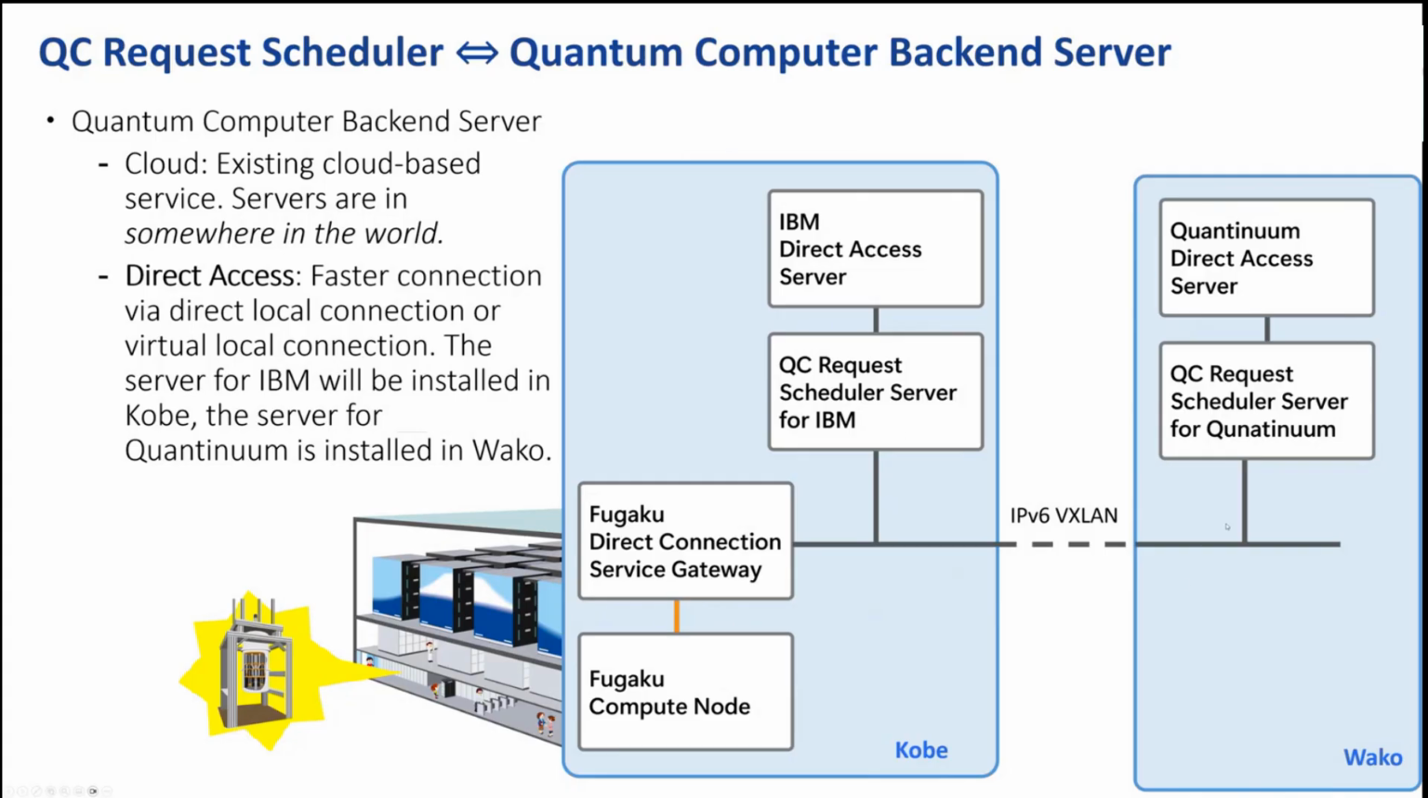The Quantinuum machine is installed in the main campus of RIKEN, while the supercomputer Fugaku is in Kobe. There may be 100 miles between them, so we put a virtual local area network in place to connect them directly.